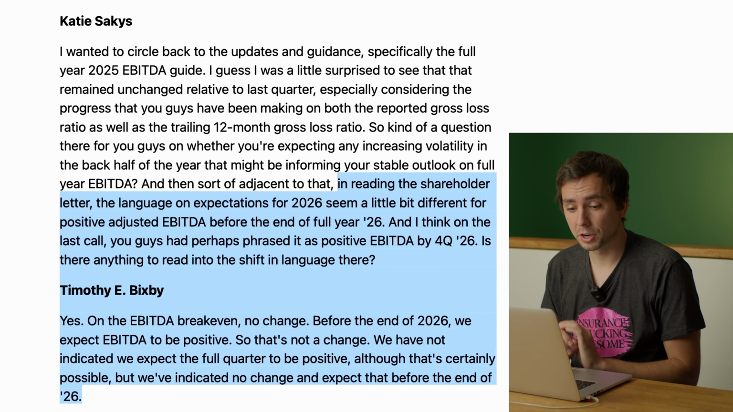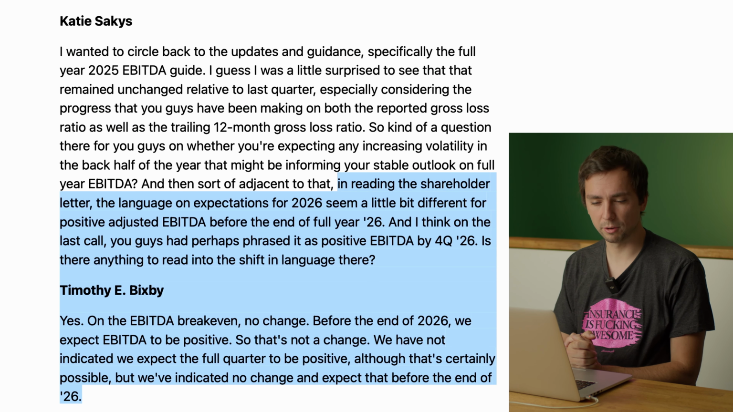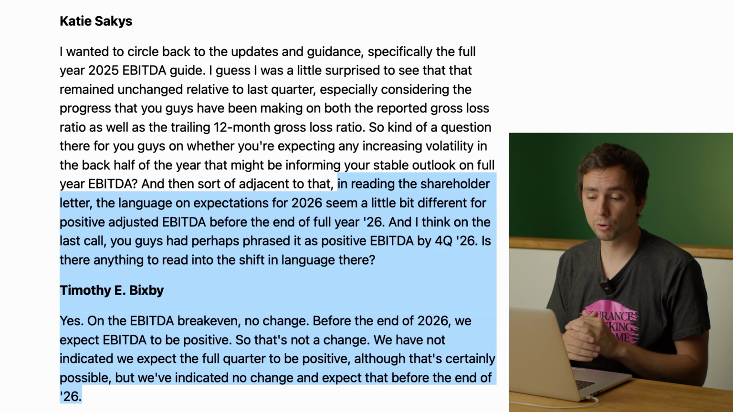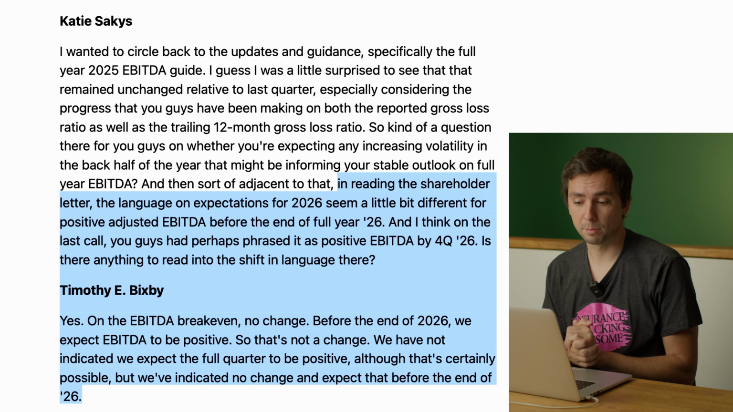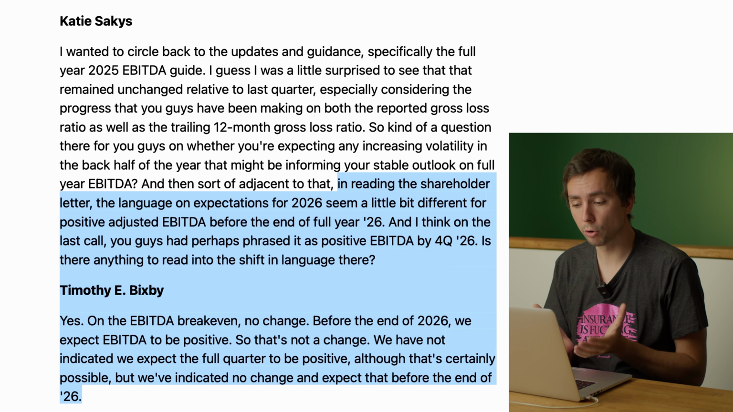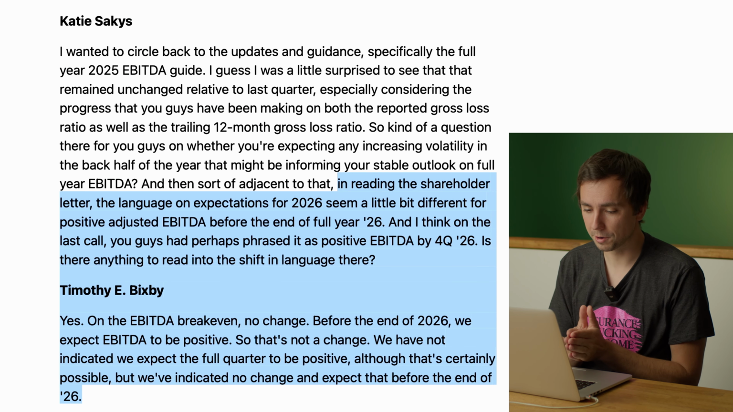Okay, now I'm not the only one who noticed this. During the earnings call of this Q2 25 letter, an analyst named Katie Sakis, I hope I'm pronouncing that right, asked the question to Timothy Bixby, the CFO. She said, in reading the shareholder letter, the language on expectations for 2026 seem a little bit different for positive adjusted EBITDA before the end of full year 26. And I think on the last call, you guys had perhaps phrased it as positive EBITDA by Q4 of 26. Is there anything to read into the shift in language here?